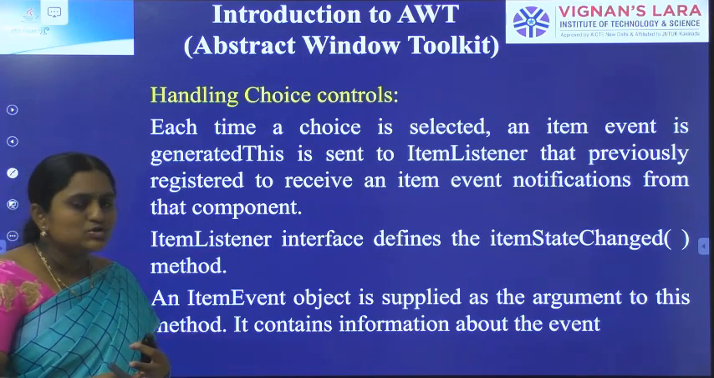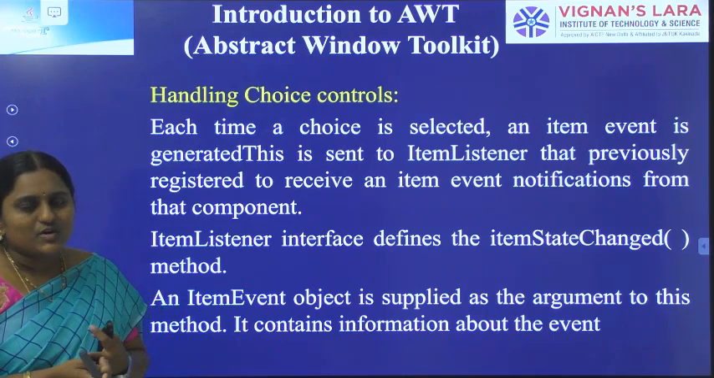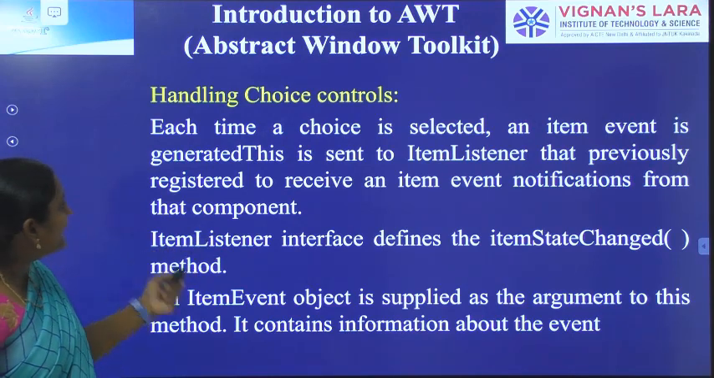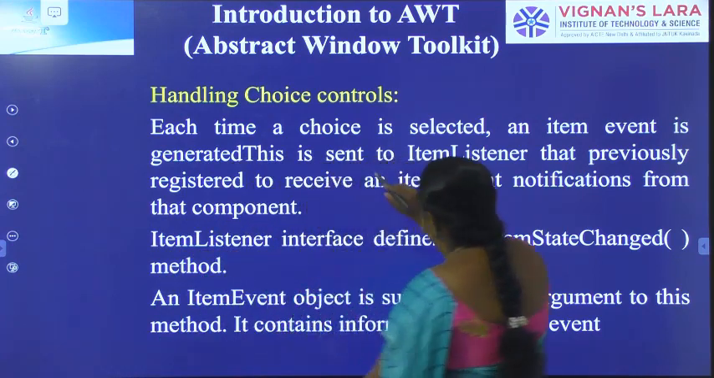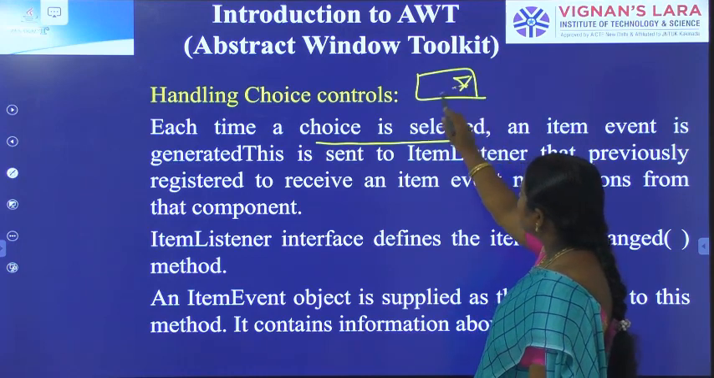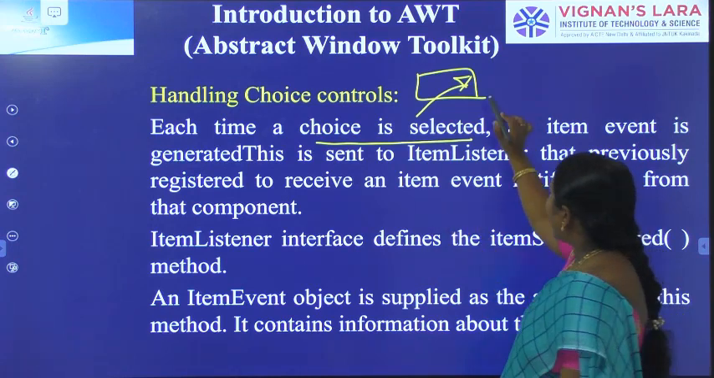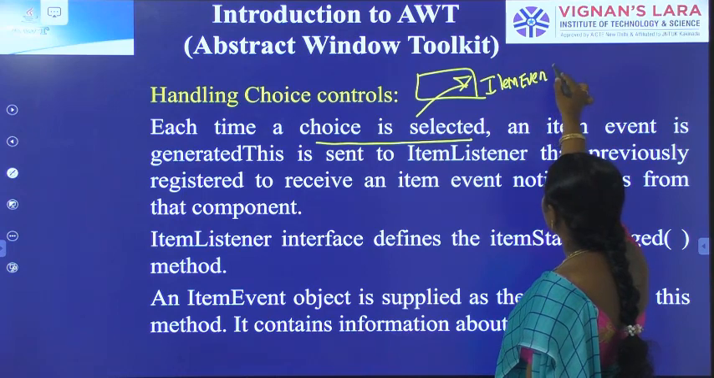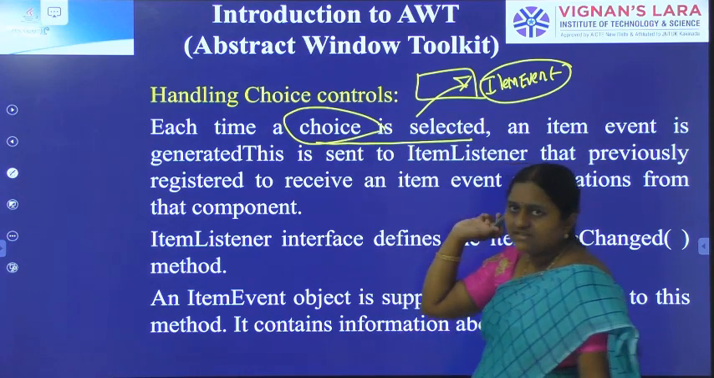Next, how to handle these choice controls? Whenever a choice is pressed, which event could be generated? Each time a choice is selected, an item event is generated. In the choice, a number of items are there, out of which the user may choose one item. Which event is generated? Item event is generated.